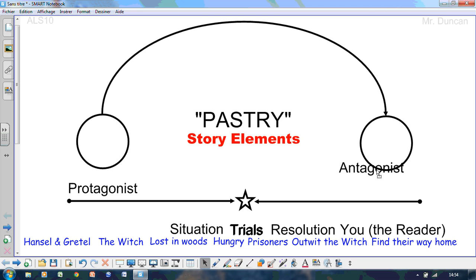The A in the word PASTRY is for antagonist. The antagonist is that character or that element that the hero has to fight against or work against in order to successfully complete the story. So now the antagonist often is a character.